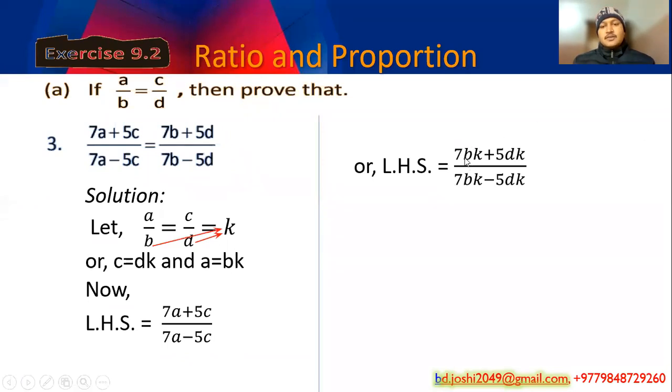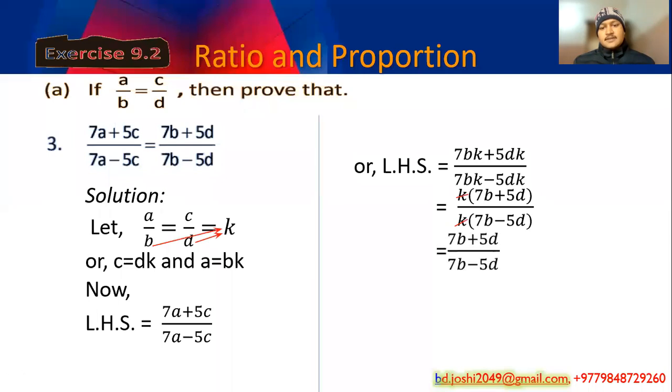What is common here in the numerator? K. And in the denominator, k is also the common value. K and k cancelled. So what is the remaining value after cancelling k and k? 7b plus 5d divided by 7b minus 5d.